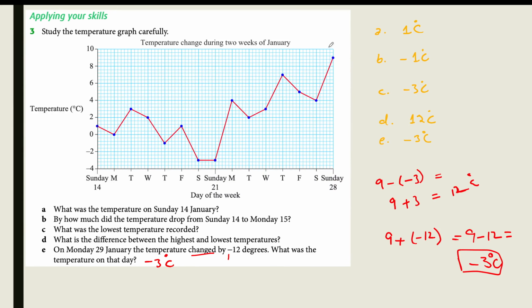It was 9 and there was a drop of 12 degrees, and we get 9 minus 12, which is equal to minus 3. So the temperature on January 29th, Monday, was minus 3 degrees.